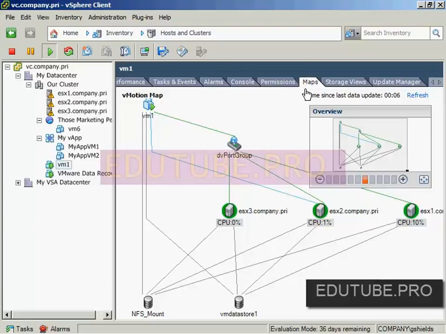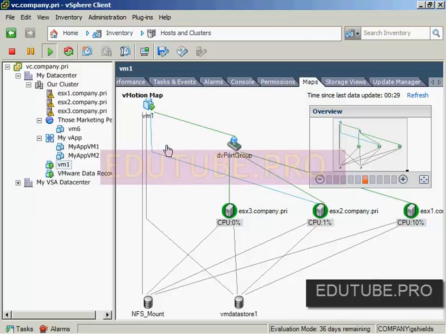Virtual machine as opposed to one of the hosts, you'll see that the maps icon actually shows me a little bit different information here about what this virtual machine is connecting to. Now, this map is not necessarily a map of logical resources that this virtual machine is connecting to. It's that plus more information about the different vMotion capabilities for this virtual machine.